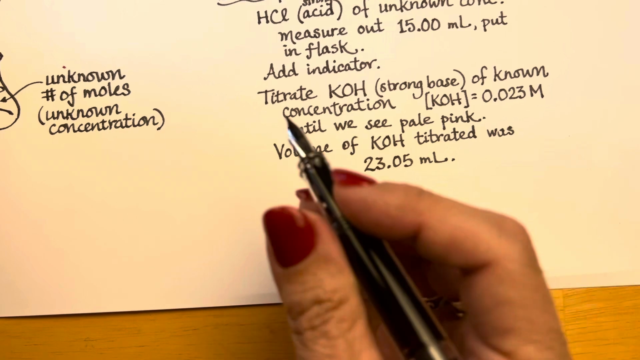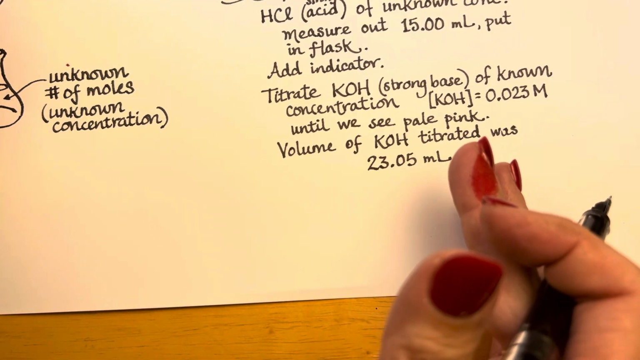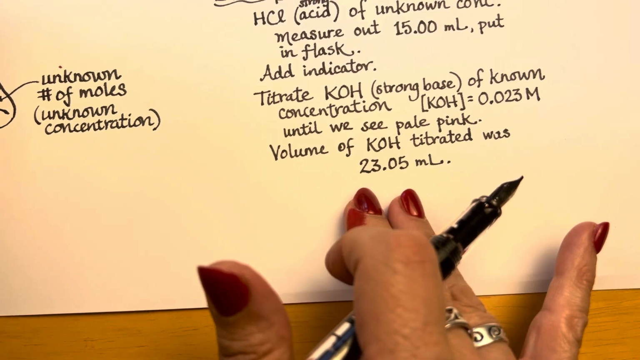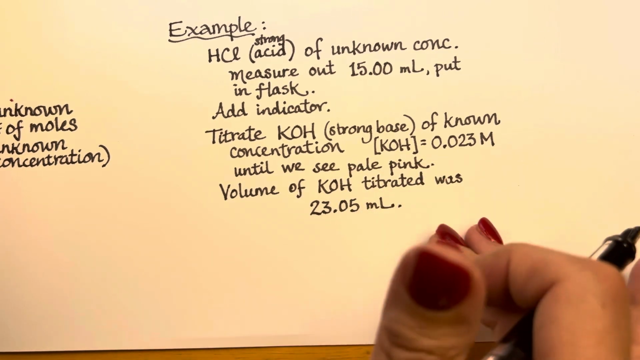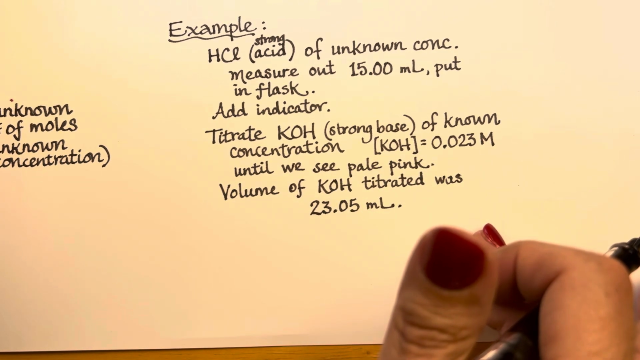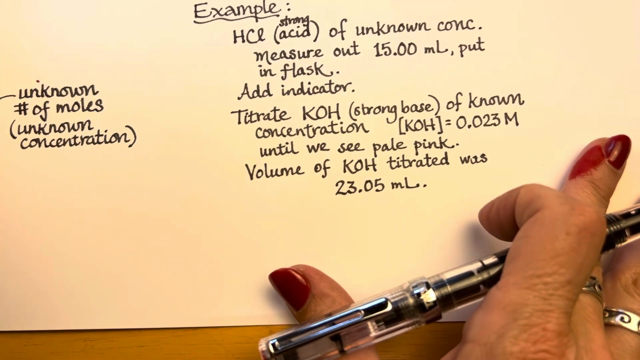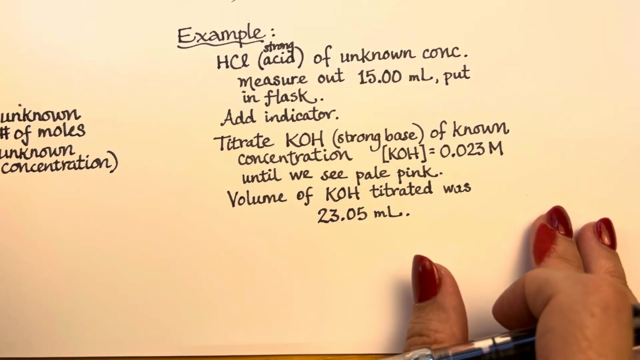So we want to consider what is the chemical reaction that's actually happening. Okay, that is important because this is a stoichiometry problem that we're looking at. Stoichiometry is all about moles, and so is titration. It's all about moles. Okay?